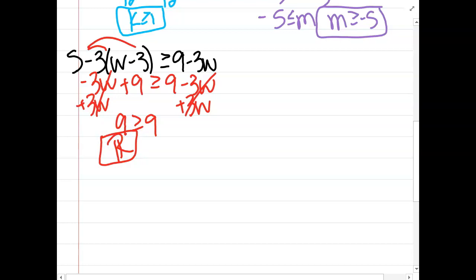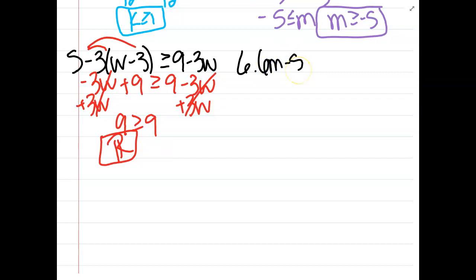Now, if this was just a greater than, not a greater than or equal to, that would change my answer, wouldn't it? Because 9 is not greater than 9. Just that one simple difference there would make that a no solution answer instead.